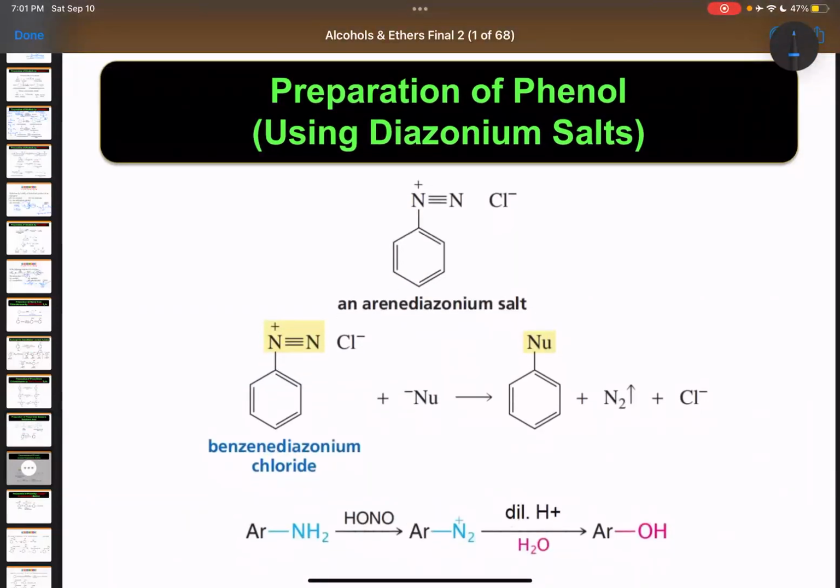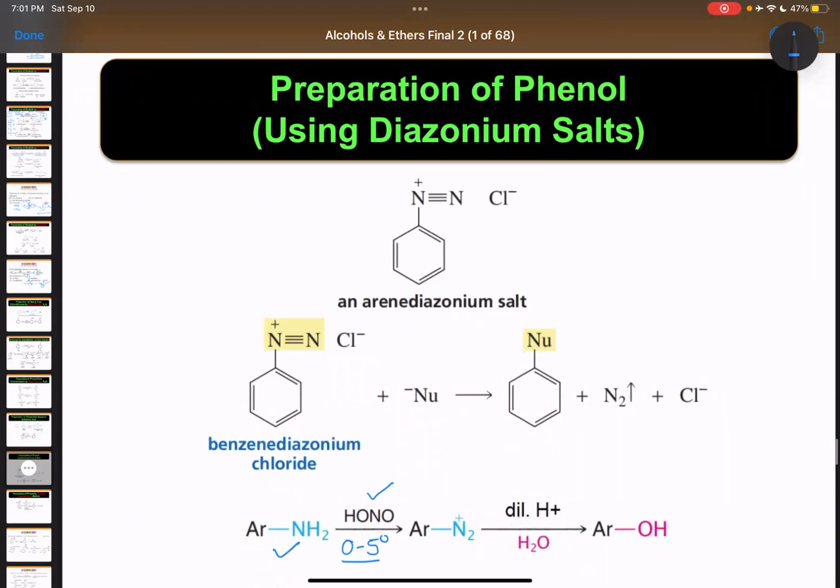So diazonium we already prepared. How did we prepare it? We did nitration. We reduced nitrobenzene by Sn/HCl, and we took NaNO2 plus HCl at 0 to 5 degrees Celsius. Or sometimes it is written as nitrous acid.